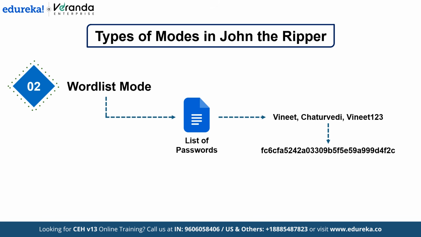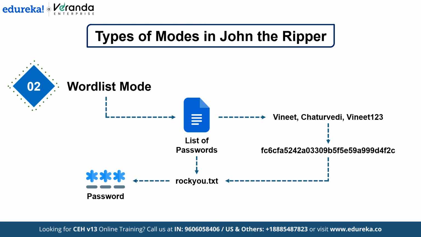And this is perfect if you already have a word list of common or likely passwords, such as the popular rockyou.txt file, which is on our Kali machine. For example, imagine you're testing the strength of an MD5 hash, such as this one. So using a word list, John will compare each password in the list, hash it, and match it against the target hash.